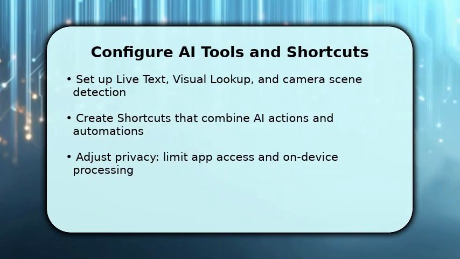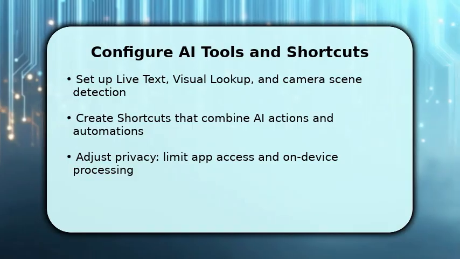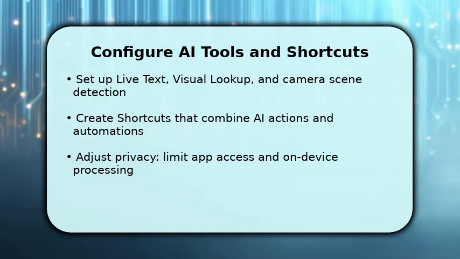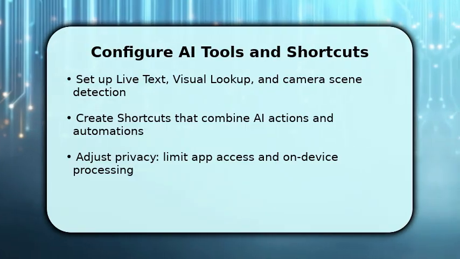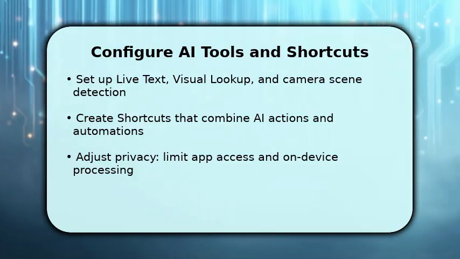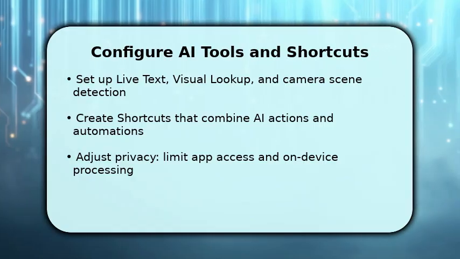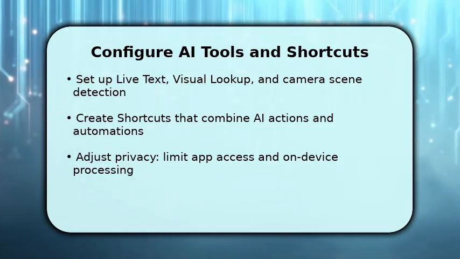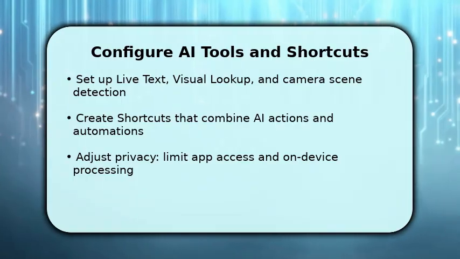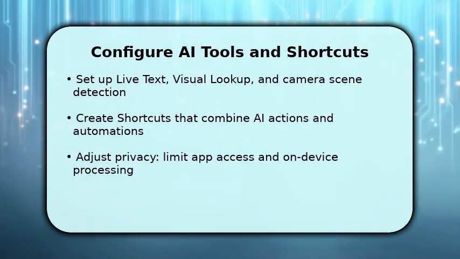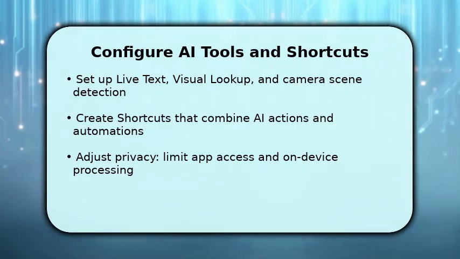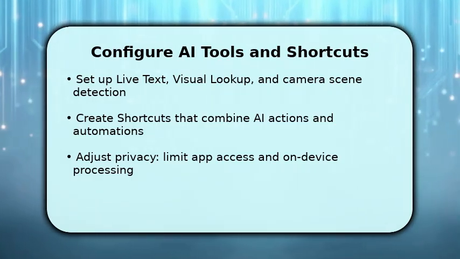Now you configure the core AI tools. Turn on live text in camera and photos so text becomes selectable, enable visual lookup to identify objects, and activate scene detection for smarter exposure. Then build shortcuts that chain AI actions, translate text, summarize notes, or generate images, so repetitive tasks run with one tap or automation. Also, review privacy settings to prefer on-device processing where available, which keeps data local and usually faster.